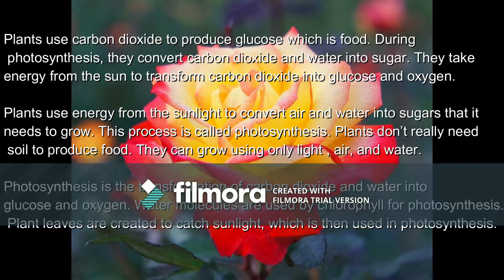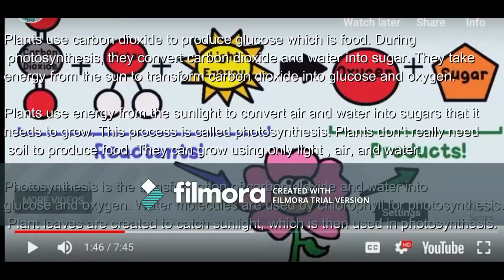Water molecules are used by chlorophyll for photosynthesis. Plants' leaves are created to catch sunlight, which is then used in photosynthesis.